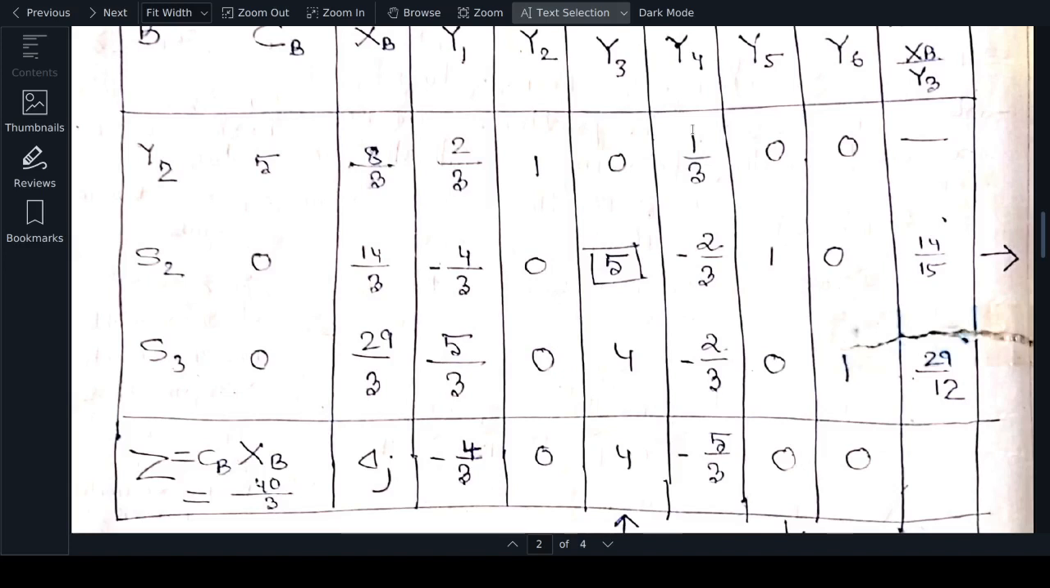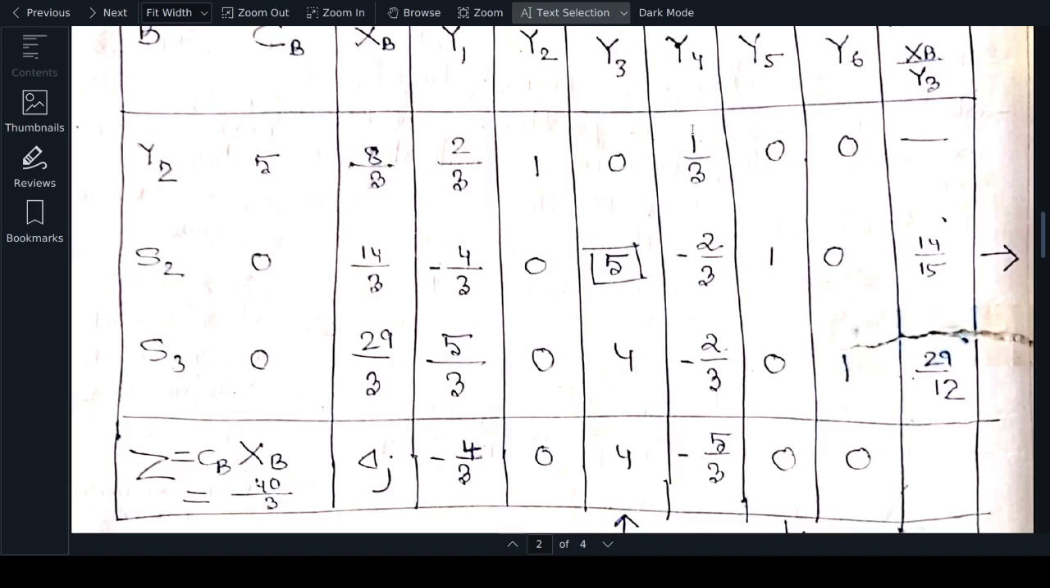So this is y3. So how to find out the minimum ratio? XB by y3. The first XB is 8/3 divided by the corresponding element, which is 0, so infinity. When infinity or a negative value occurs in the minimum ratio row, we will not write it, so I have given a dash symbol. Next 14/3 divided by 15, so you see 14/15, then 29/3 divided by 4, so 29/12. So here which gives the minimum? 14/15 gives us the minimum value.